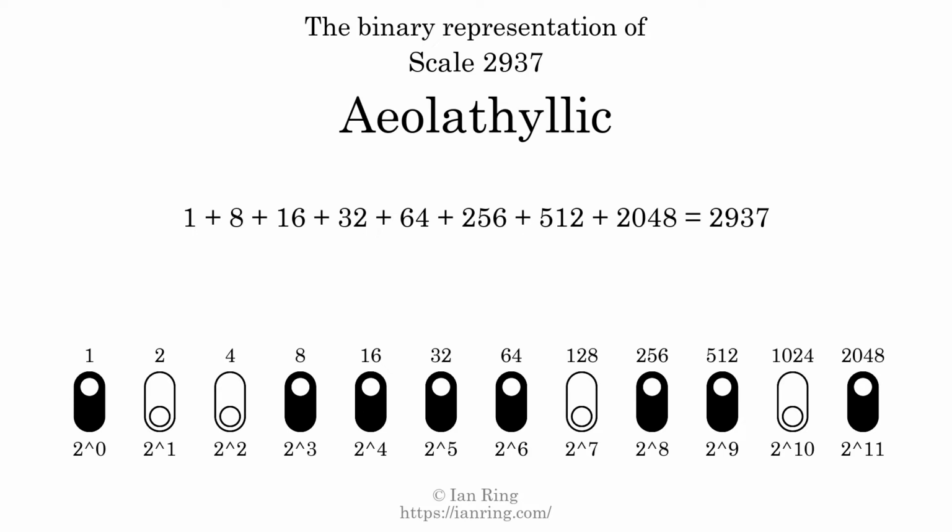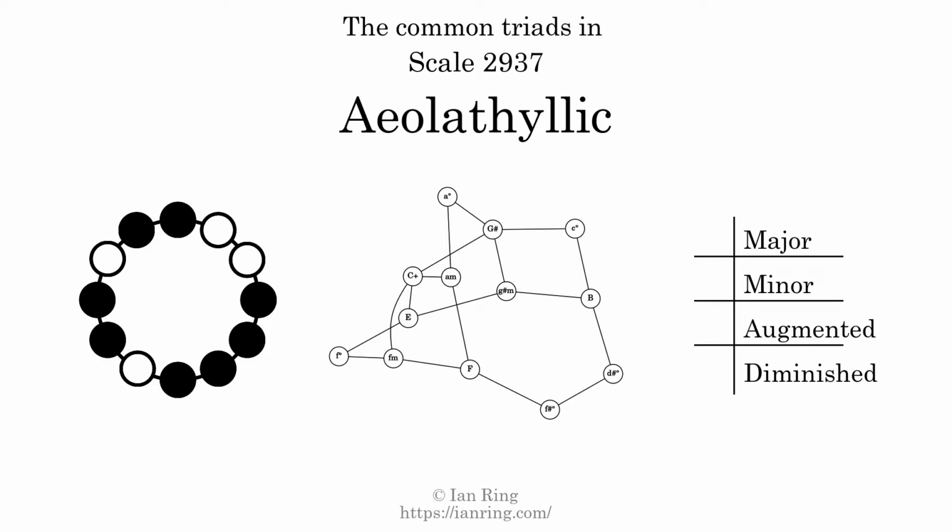2937. The scale number not only enumerates the scale with a unique index, but it also literally describes the tonal content of the scale. Represented as a binary number in base 2, the scale number is 101101111001. Here are the common triads present in this scale.